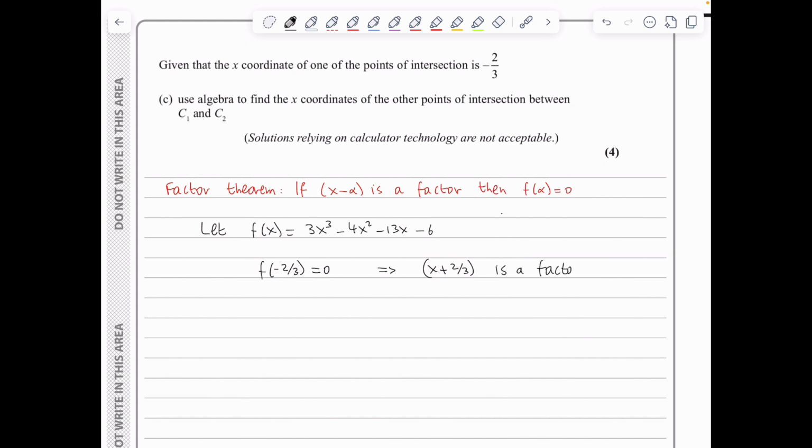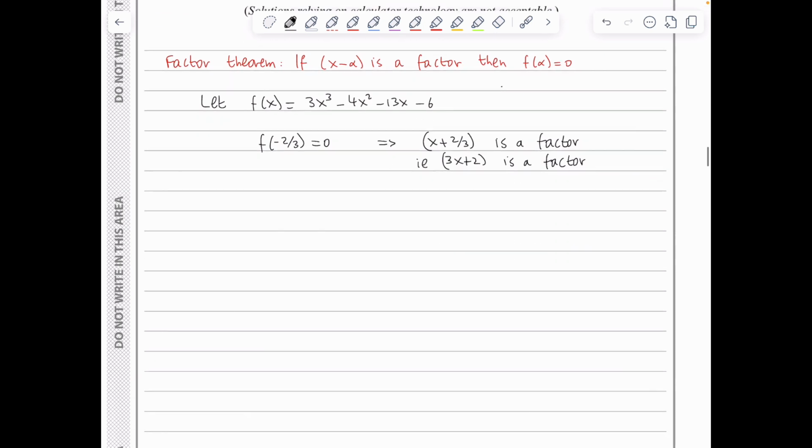And I can actually proceed. If I multiply this by 3 to get rid of the denominator, this simply means that 3x + 2 is also a factor of f(x), and this will give me the key to proceed with long division and therefore break down the cubic into the product of a linear and a quadratic, which will allow me to proceed in solving the equation. So let's proceed with the long division.